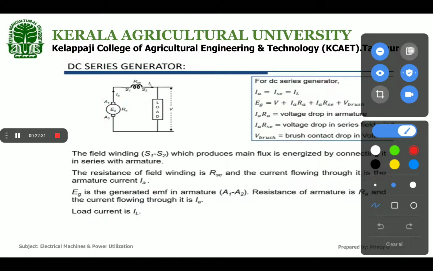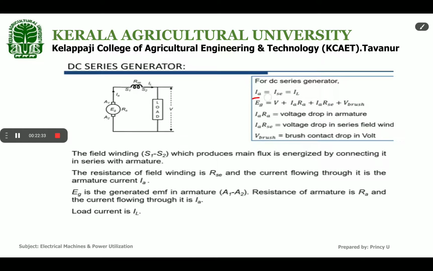First one, what is the armature current? The armature current produced in the armature flows through the series winding resistance and to the load. Both are in series. So in a series connection, the current will be the same, the voltage will be different. So IA is equal to I series, which is equal to the load current. We can say that the armature current is equal to the series field winding current, which is equal to the load current.